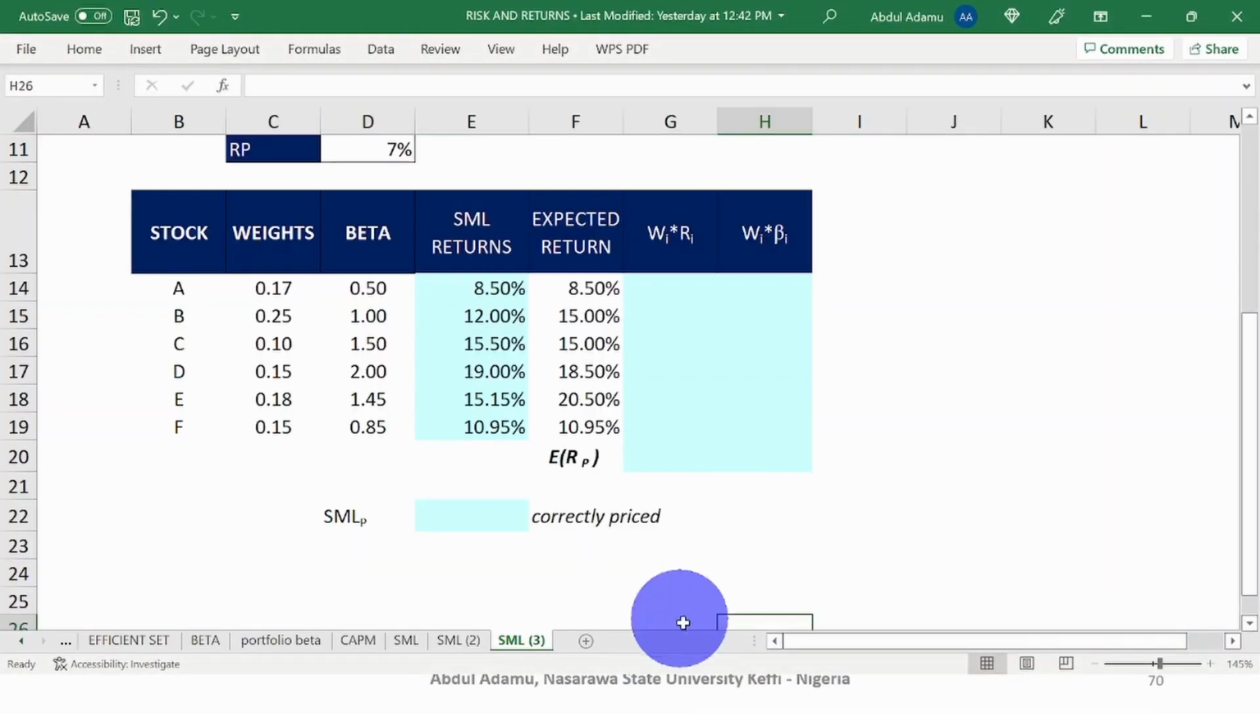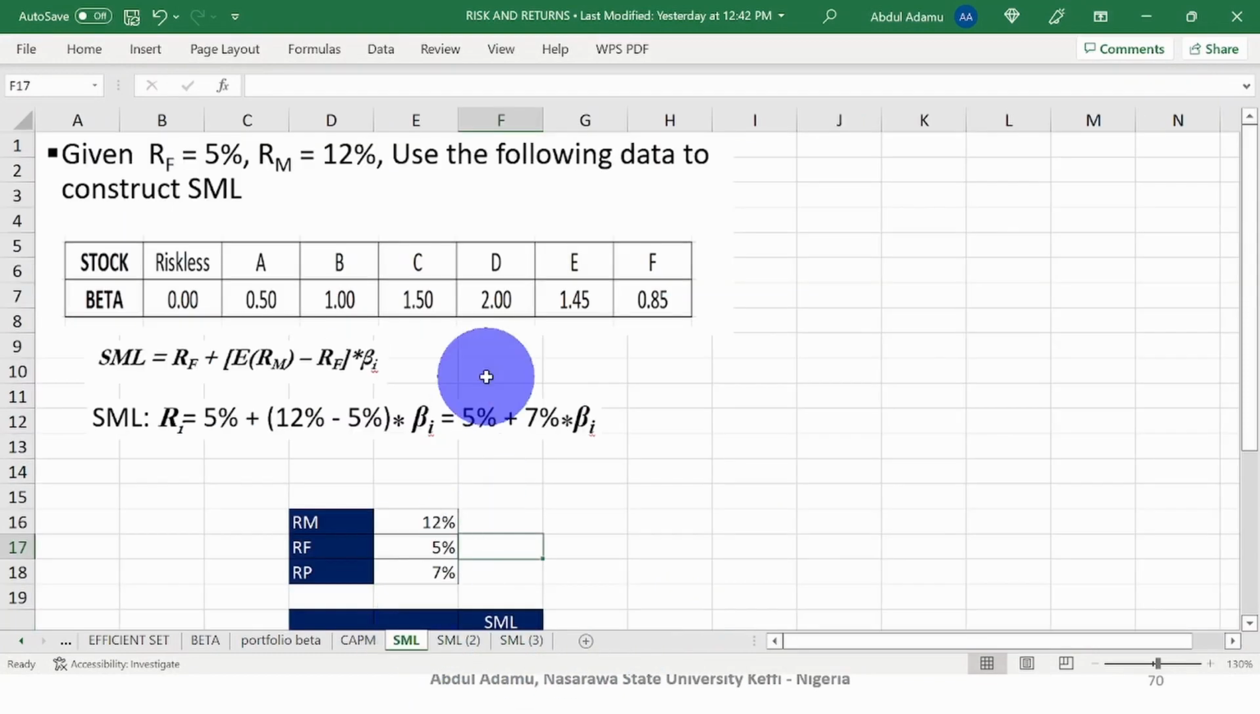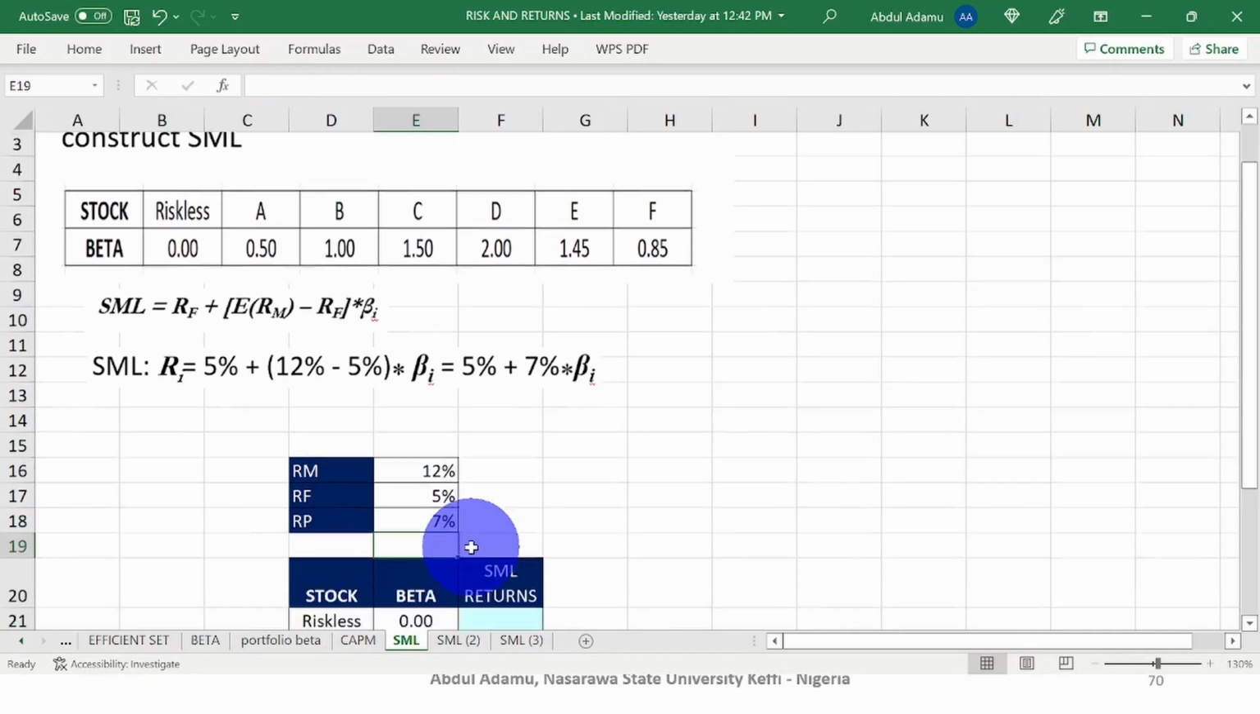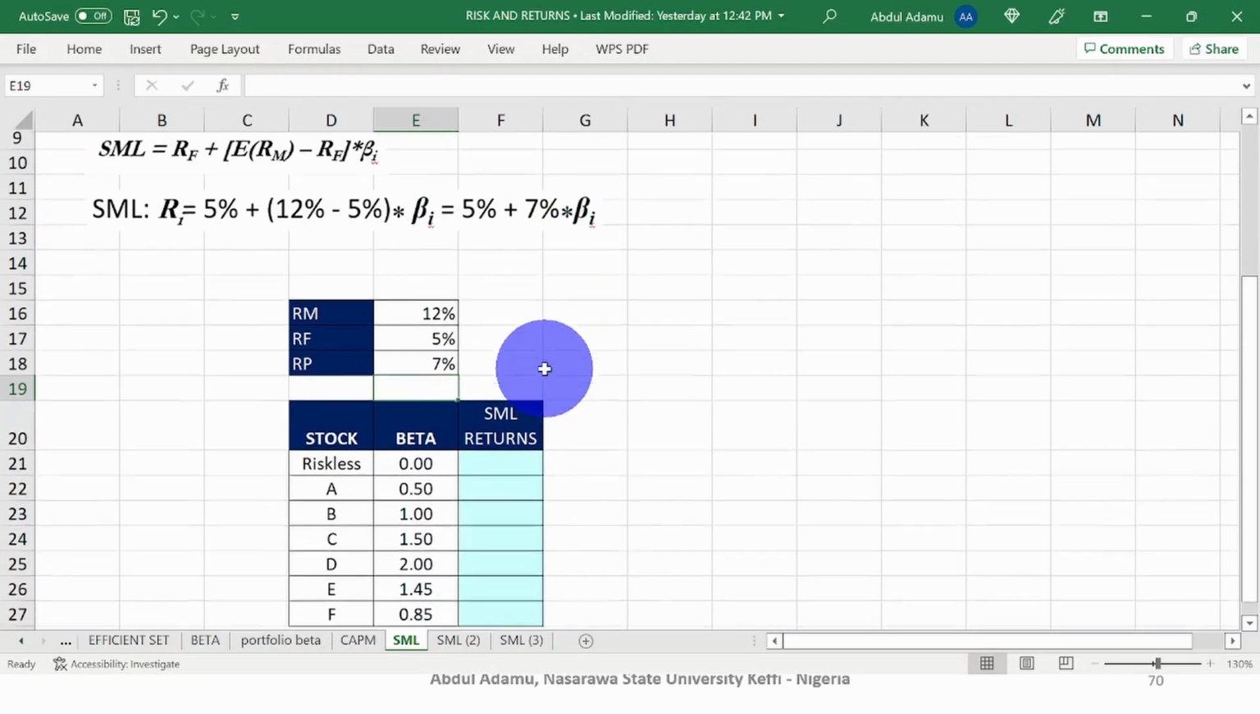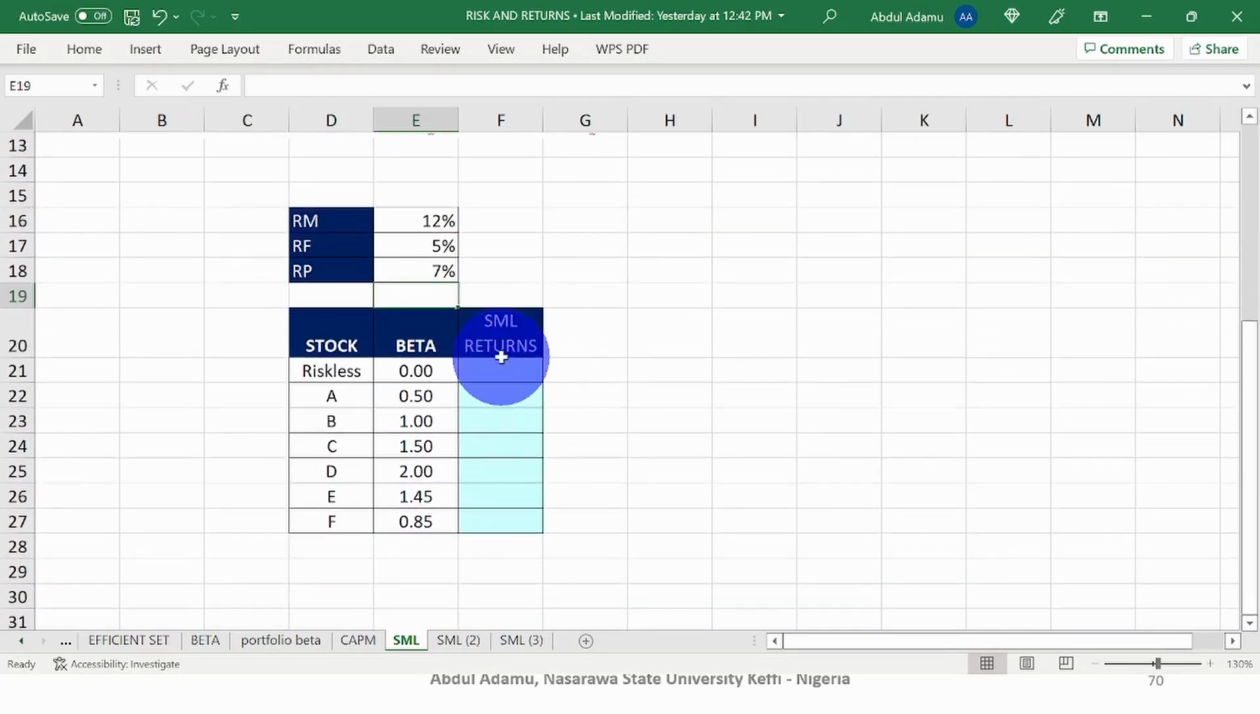So here we are in our Excel. This is the question. The return of the market is 12%, the risk-free rate is 5%. The difference between that, this minus this, we have 7%. So let's use our equation: 5% plus 7% multiplied by this to get our value for the return.